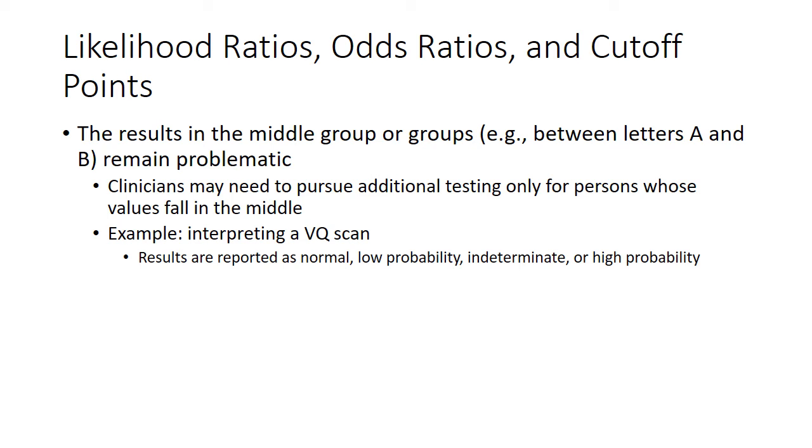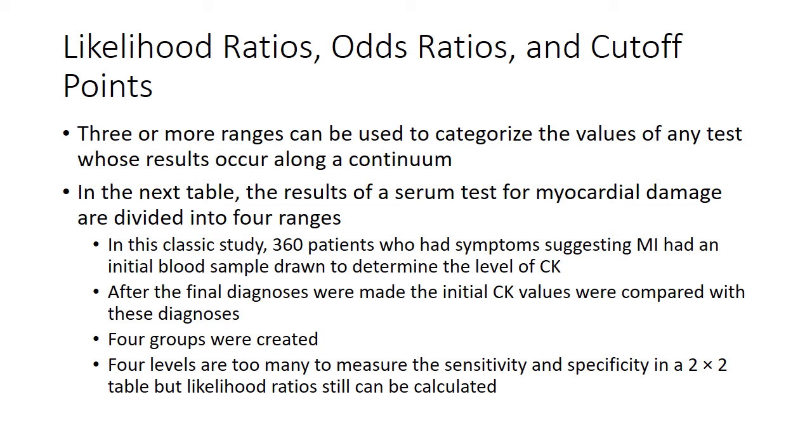So imagine, some tests will actually have intermediate values. Imagine a VQ scan, which is looking at pulmonary aeration and blood flow. You can see that the results can be reported as normal, low probability of a disease, indeterminate, or high probability of disease. So again, not giving you a definitive diagnosis, but just one of those steps along the pathway to give you an idea of how you can rule things in or out and come to a final diagnosis for your patient. So your tests just don't have to be normal or abnormal. You can have multiple ranges that are included on there.